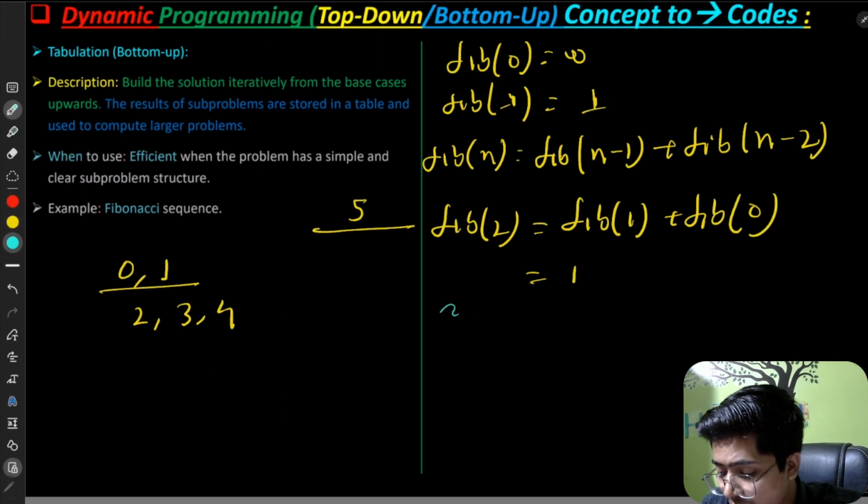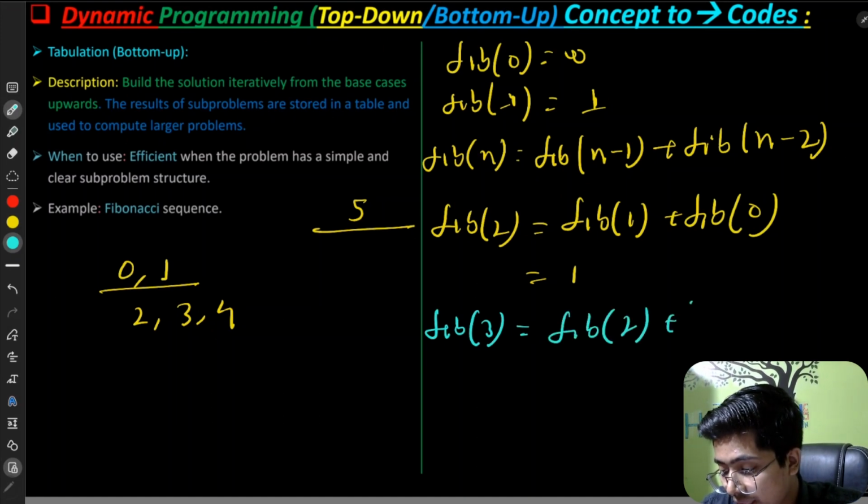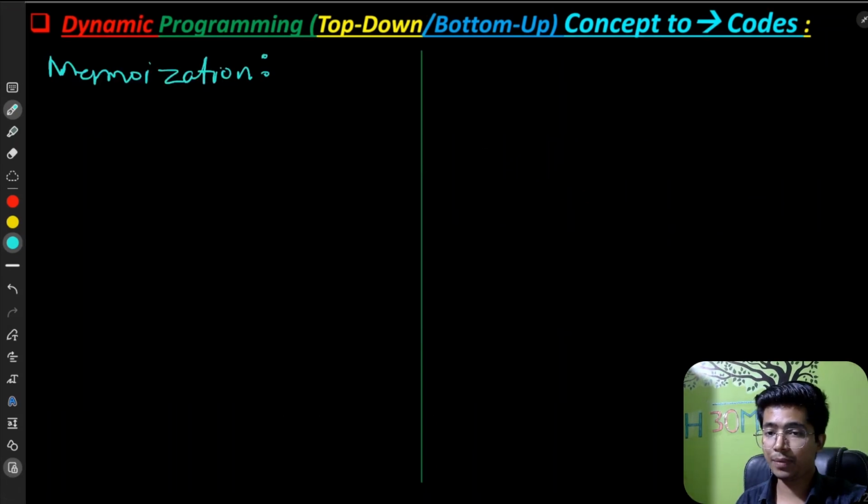Next time we could calculate the Fibonacci of 3. So it would be the previous 2, that is Fibonacci of 2 plus Fibonacci of 1. So that will be 1 plus Fibonacci of 1. So now we will be converting it to dynamic programming. We'll be converting the Fibonacci recursion.